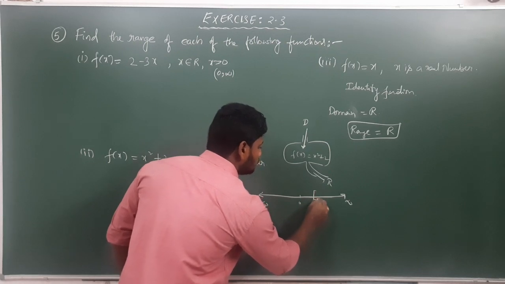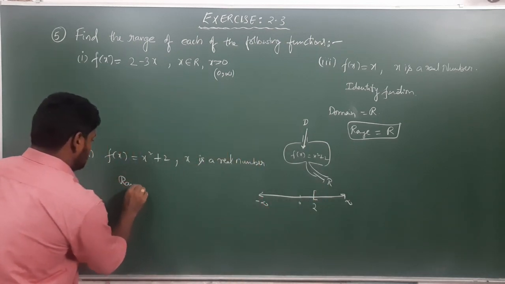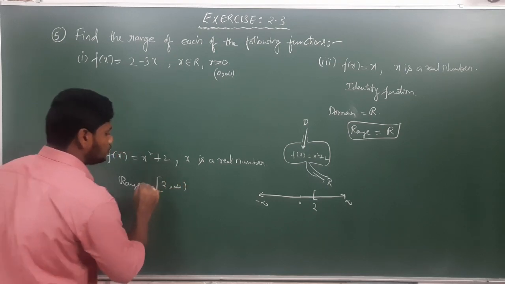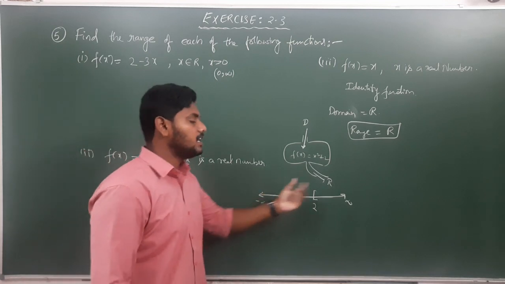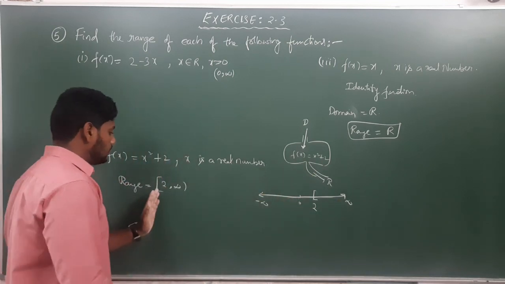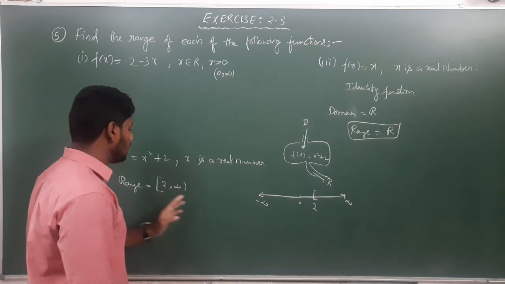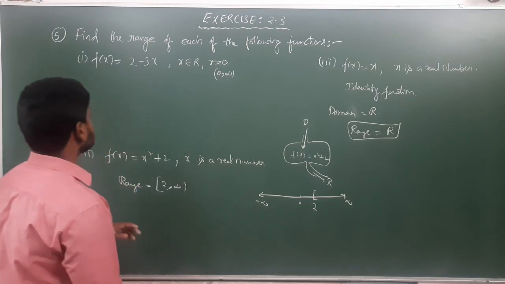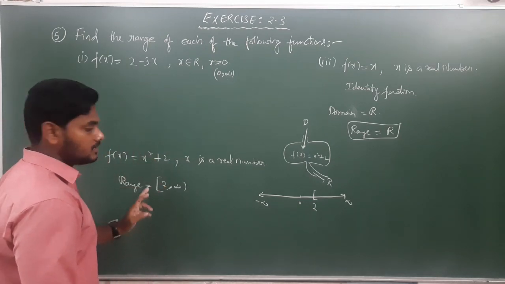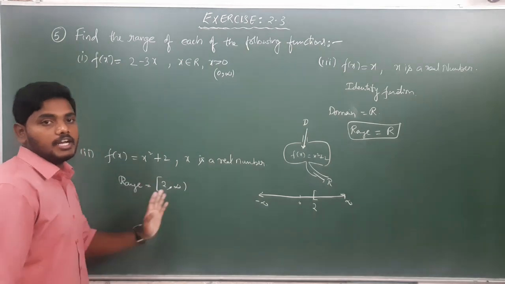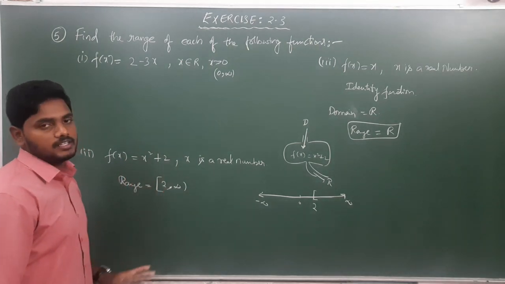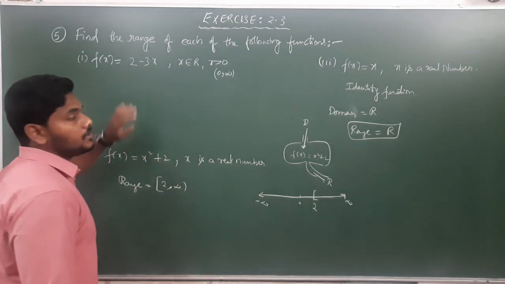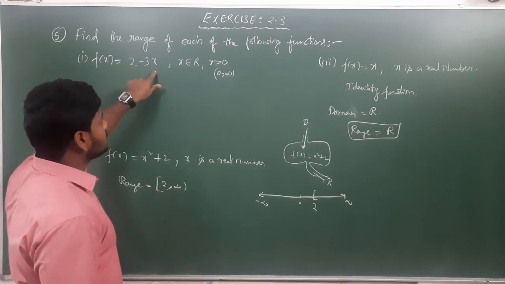So I will tell the range of this function is 2 to infinity, including 2. You can check any number. It should be between 2 and infinity only. You can take any number and check. If it is x square plus 3, it goes 3 to infinity; x square plus 10, 10 to infinity; x square minus 5, then it will start from minus 5 to infinity.